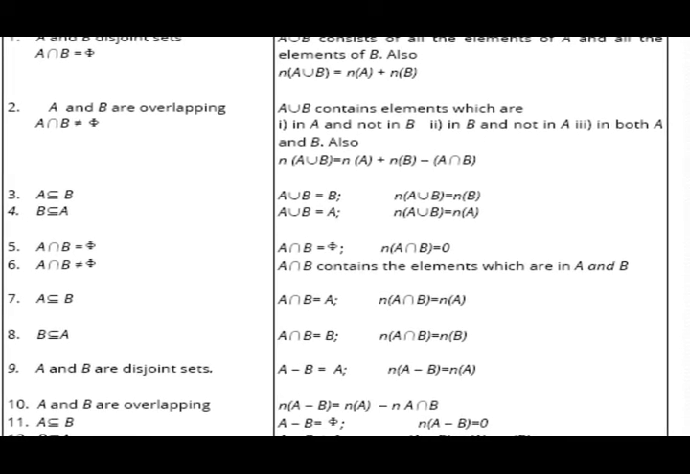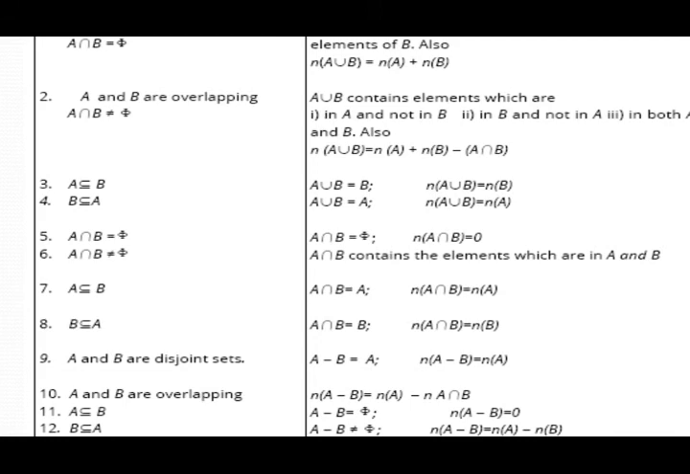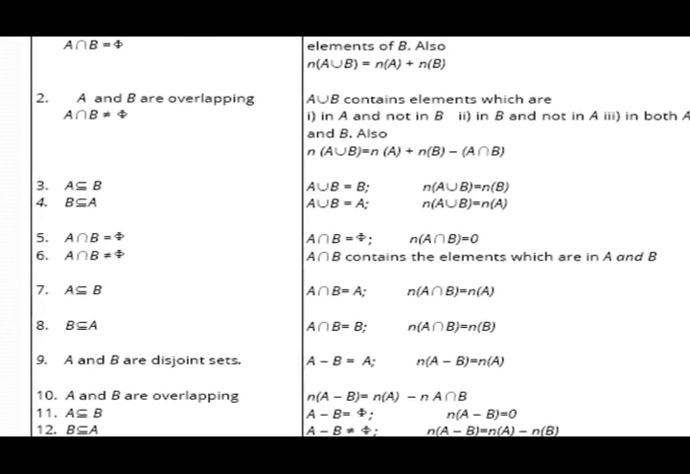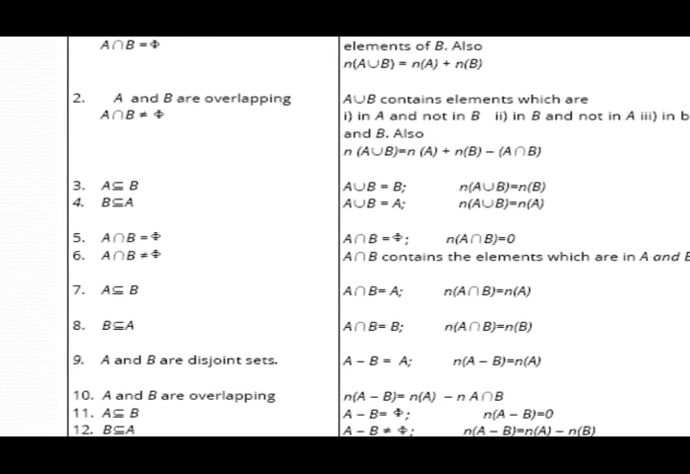In the seventh, A is a subset of B, then their intersection is the smaller set. Also in condition 8, the intersection is equal to the smaller set and the union is equal to the greater set. If A and B are disjoint, then A minus B is equal to A.